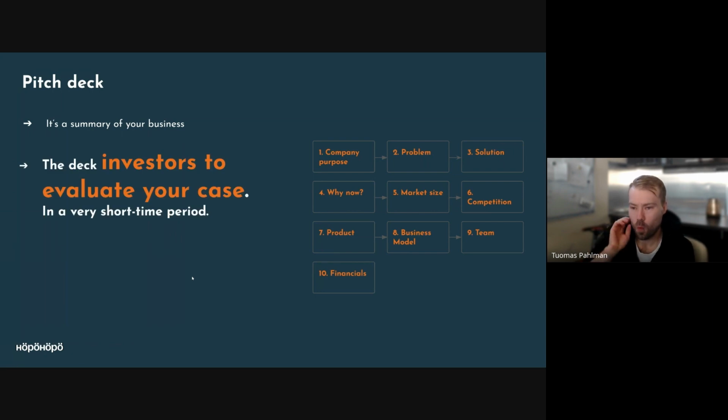And why this way? If you think about the deck's purpose, it's a summary of the business, and it's for the investors to evaluate your case in a short period of time. What the investors want is a summary so that they know whether they should continue discussing with you or not. This way they need to get interested in your case based on the deck. Or if they see that the market is something they don't want to enter, they don't believe in your solution, they don't believe in the team, or the financials don't make sense, they can easily say, okay, this has too many red flags, we don't want to spend more time on this.